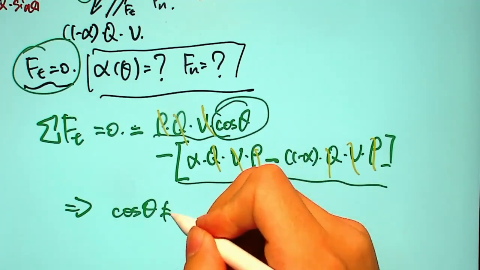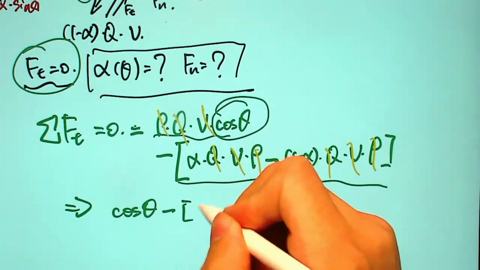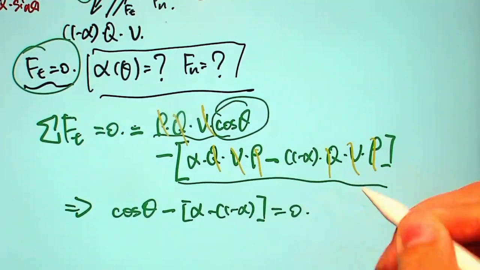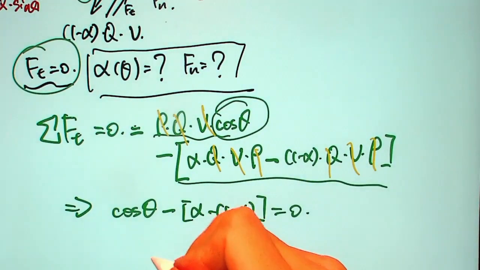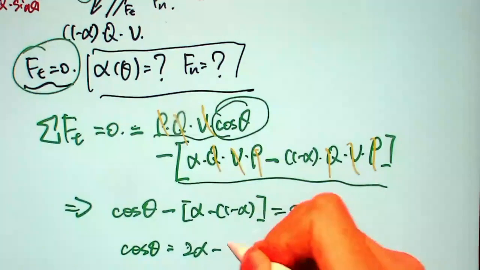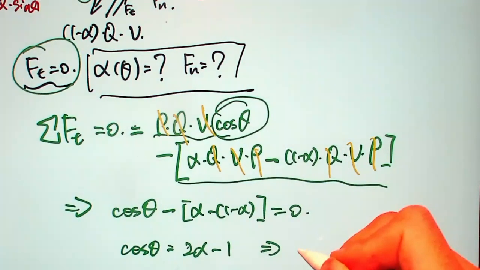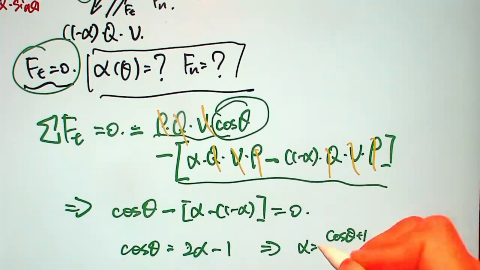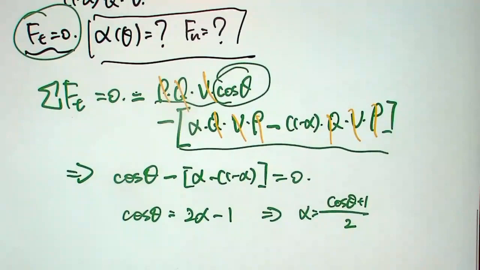well, alpha minus 1 minus alpha equals 0. So this gives us cosine theta equals 2 alpha minus 1. So that means alpha equals cosine theta plus 1 divided by 2. So this is, first we got the alpha.